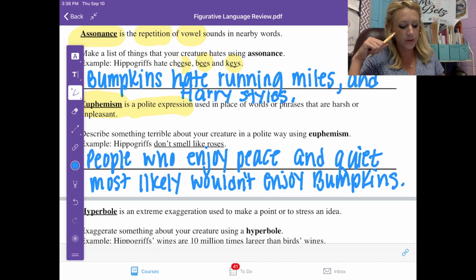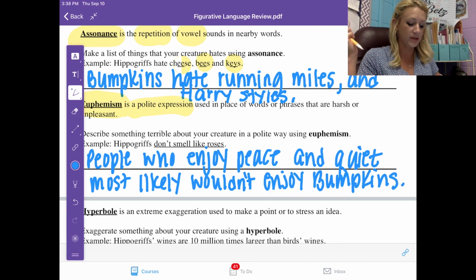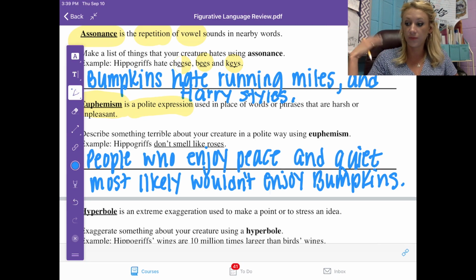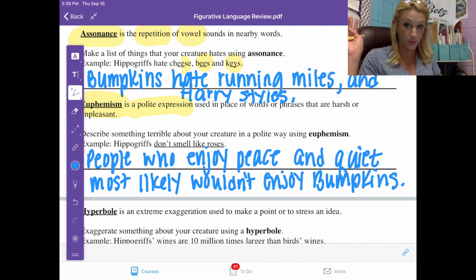So I put people who enjoy peace and quiet most likely wouldn't enjoy bumpkins. That's like a polite way of saying that they're really obnoxious and loud and noisy.